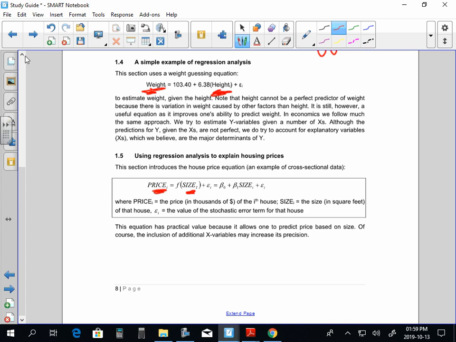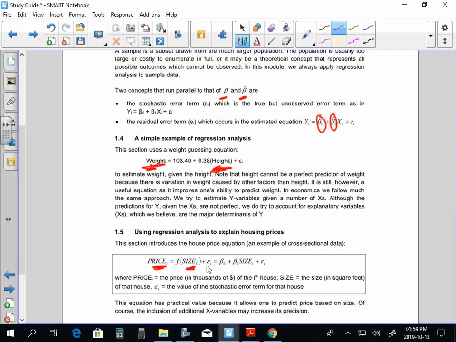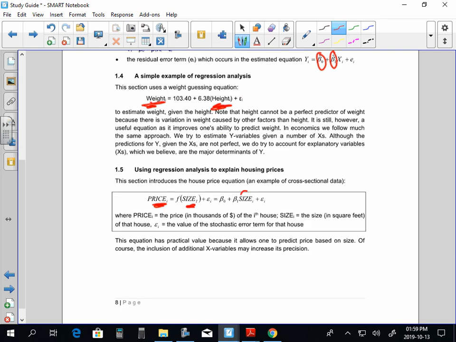We can have more things like location. We can have more things like, besides location, maybe the population density in that area. Is it a coastal area? Is it not? And so on. Those would be different explanatory variables. So in this instance, we only have one x1 variable, which is our size.